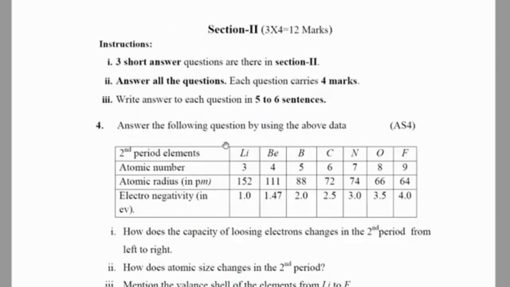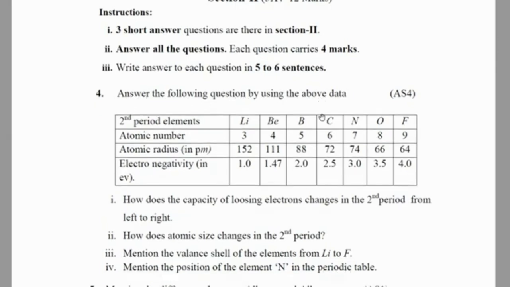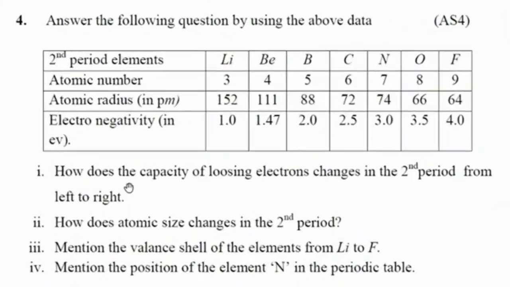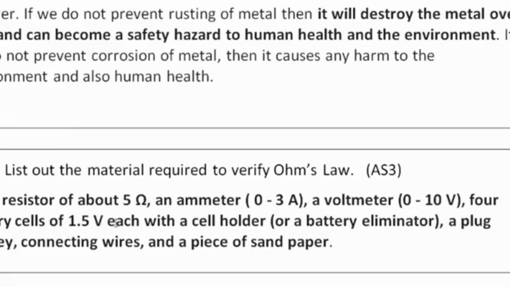Now we will move on to section 2. In section 2 we have 3 questions. Each question carries 4 marks. Total weightage is 12. The first question of section 2 is: answer the following question by using the above data. So first question, how does the capacity of losing electron change in the second period from left to right?